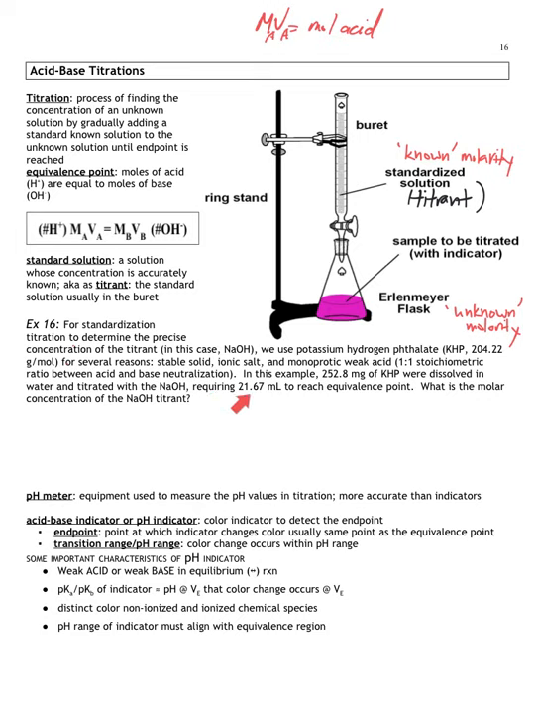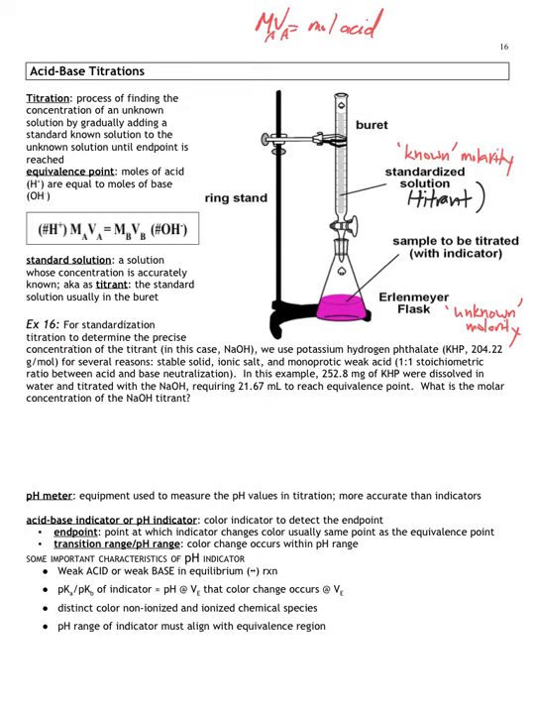It says it requires 21.67 milliliters to reach the equivalence point. What is the molar concentration of the NaOH? So I know the NaOH and the KHP are reacting in a 1-to-1 ratio. So the first thing I want to do is convert this to moles. Knowing that, I can then ratio it against the NaOH, which is 1-to-1. It's quite an easy ratio.